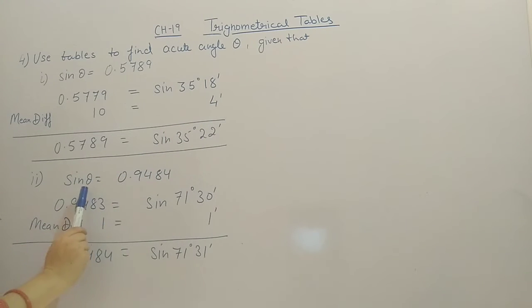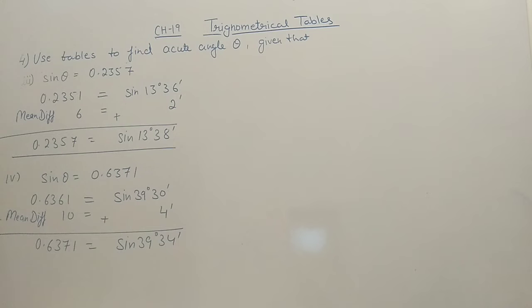Similarly, the second one, sin theta is given as 0.9484. Check in the table, you will get the value for 0.9483, which is equal to sin 71 degree 30 minute. And here the difference between 83 and 84 is 1. So check the mean difference 1. It is equal to 1 minute. Add together: 0.9484 is equal to sin 71 degree 31 minute.